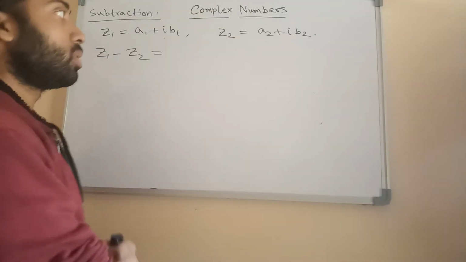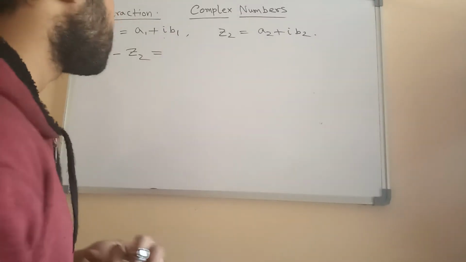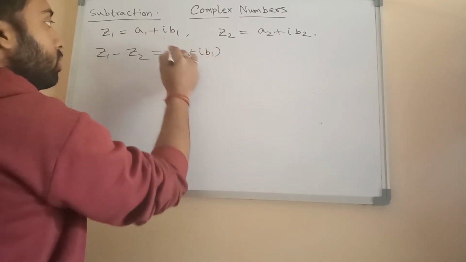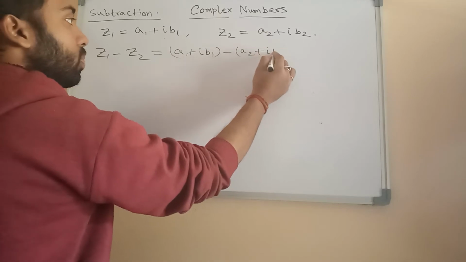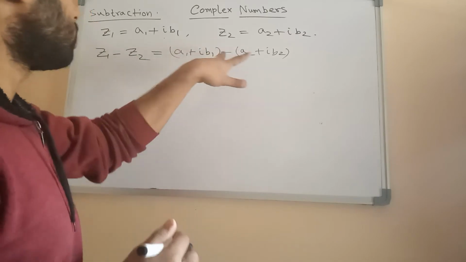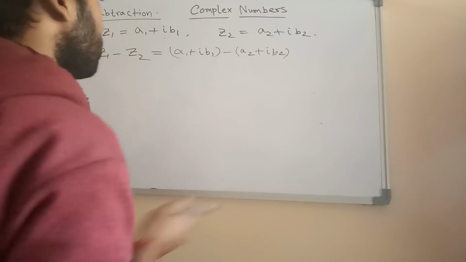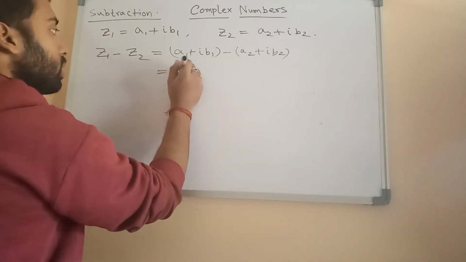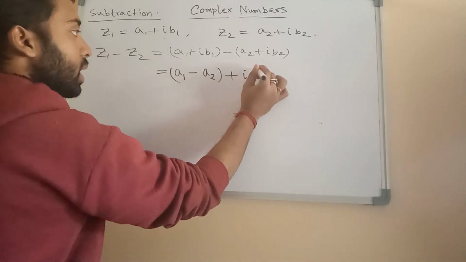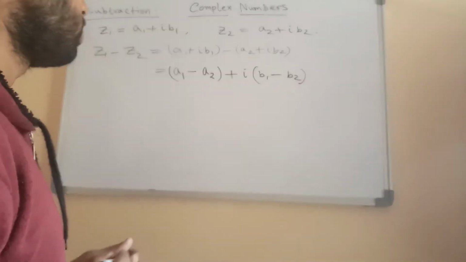So the same rule will apply as we did in the addition property, like (a1 + ib1) minus (a2 + ib2). The rule for the addition was add the real part and add the imaginary part. So similarly here we will do the same thing: subtract the real parts, plus i into the subtraction between the imaginary parts.